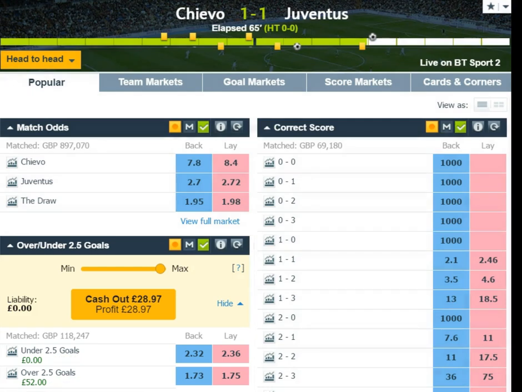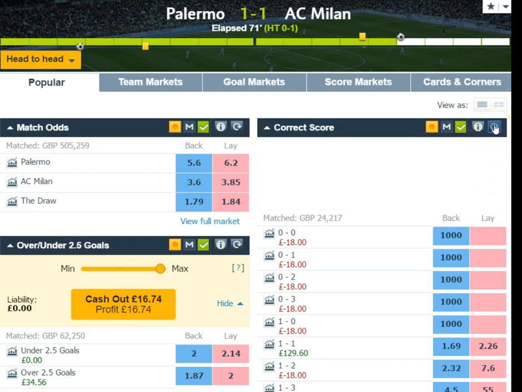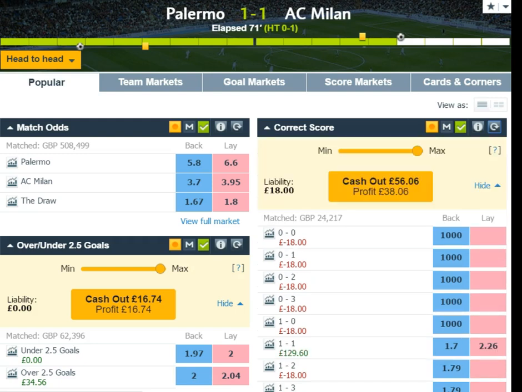And over to Palermo in the other Serie A game. Palermo did in fact equalise on 71 minutes. Now that was great news because we've got £129 green on the 1-1. And you can see we can cash out there for £46. We could cash out on the over 2.5 for £16.40. We've already got, remember, £46 guaranteed green from the half-time, full-time market. So we're in a good position here.